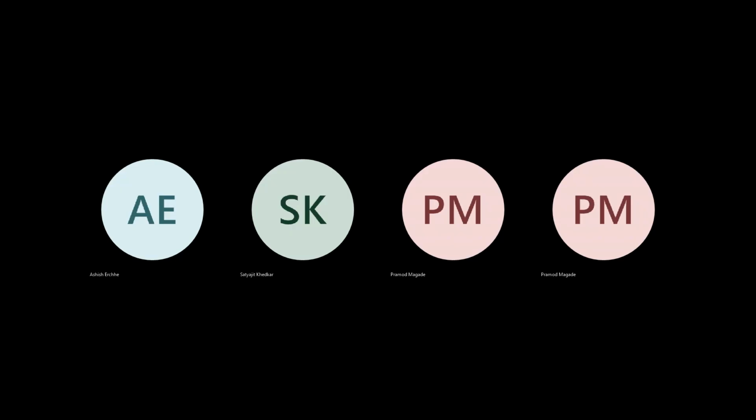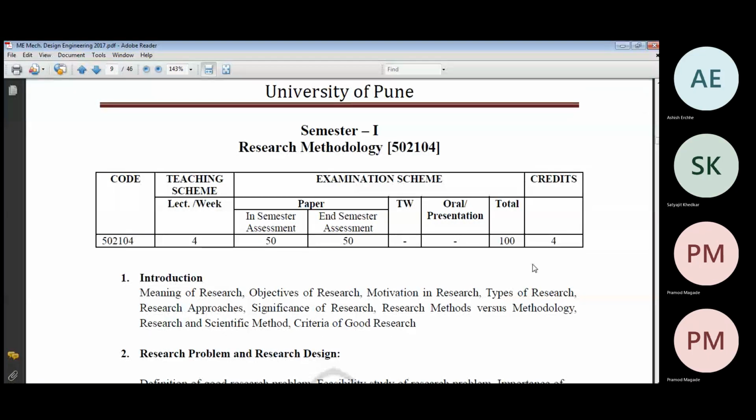Before that, I'll go through the syllabus, what exactly we are going to study. Now this is the syllabus. In case of the research methodology, we are going to learn about, as I told you, the 6 units.